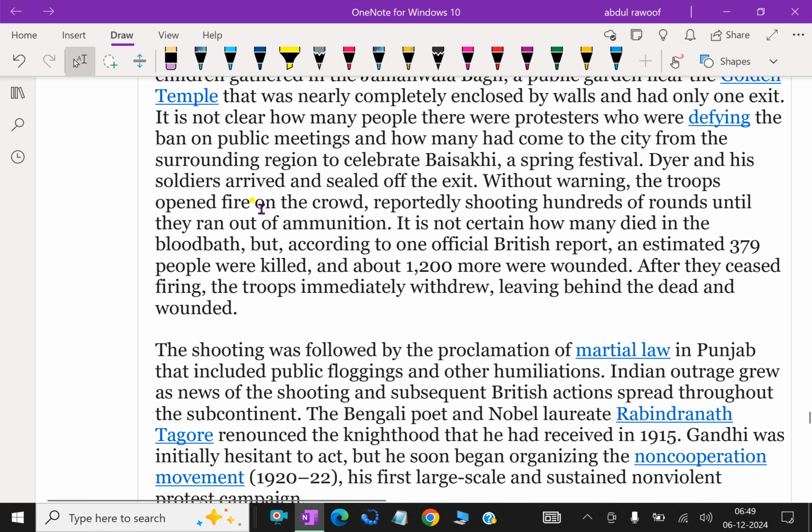Dyer and his soldiers arrived and sealed off the exit without warning. The troops opened fire on the crowd, reportedly shooting hundreds of rounds until they ran out of ammunition. It is not certain how many died in the bloodbath, but according to one official British report, an estimated 379 people were killed and about 1,200 were wounded. After they ceased firing, the troops immediately withdrew, leaving behind the dead and wounded.